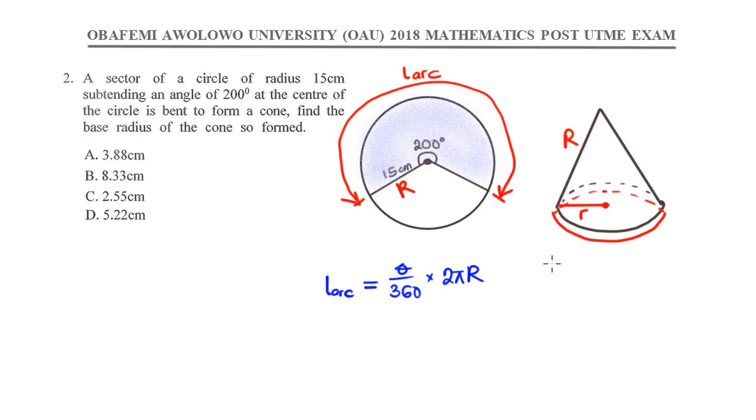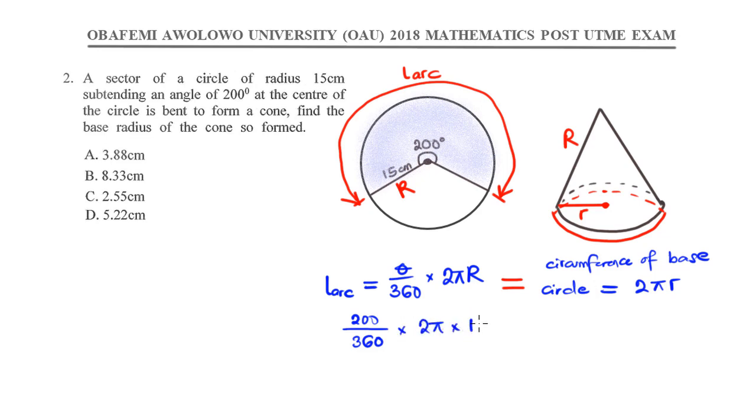Now our r for this circle is the big R, and the circumference of the base circle of the cone is given as 2 pi r, but now it's going to be the radius of the base of this cone. Because the length of the major sector of the circle is what is being transformed to the base of the cone, we can equate the two so that we have 200 over 360 multiplied by 2 pi, our R is 15, is going to be equal to 2 pi multiplied by the base radius of the cone that we are looking for.